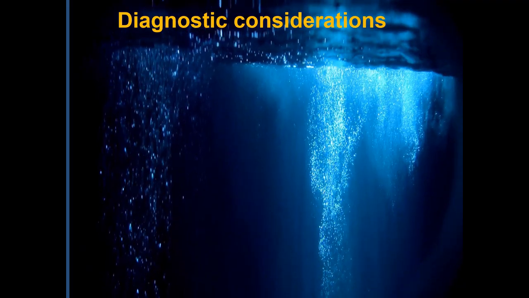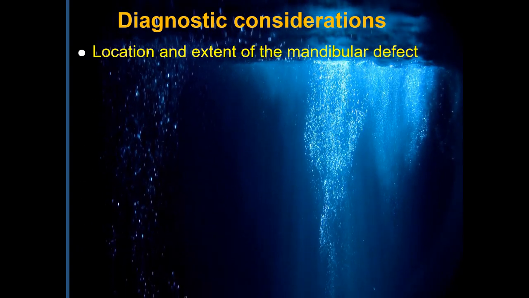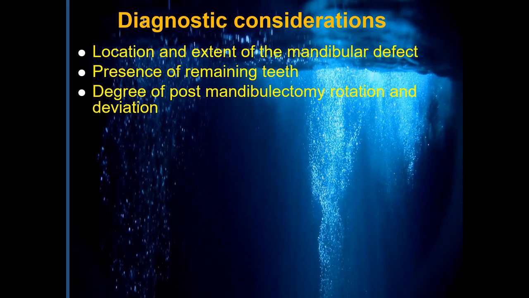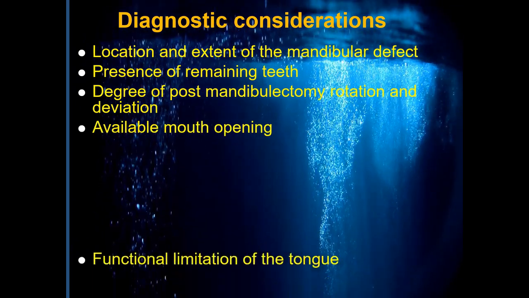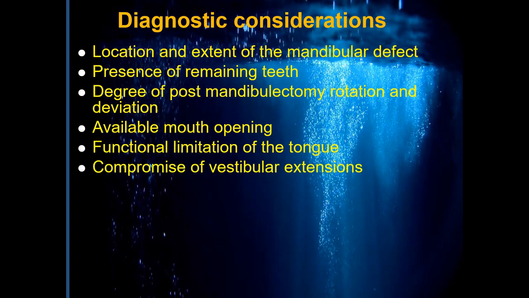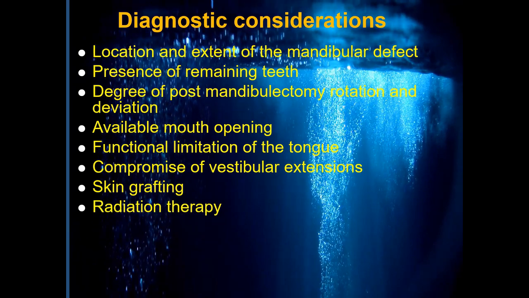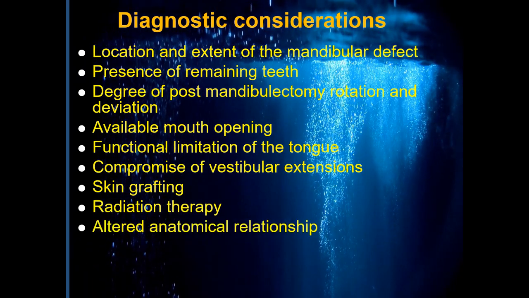Next are the diagnostic considerations, which include location and extent of the mandibular defect, the presence of remaining teeth, degree of post-mandibulectomy rotation and deviation, available mouth opening, functional limitation of the tongue, compromise of vestibular extensions, skin grafting, radiation therapy and altered anatomical relationship. So we'll be discussing one by one in detail.